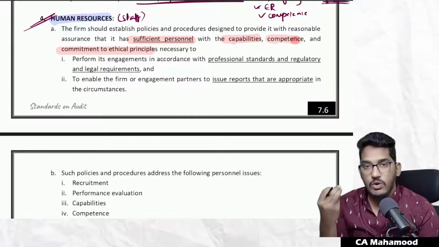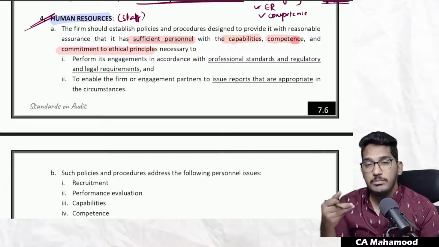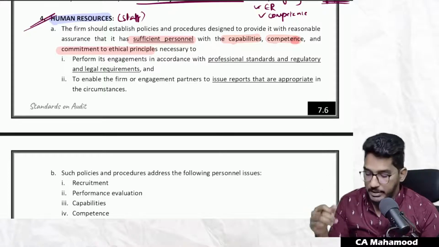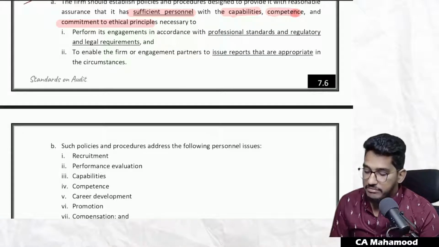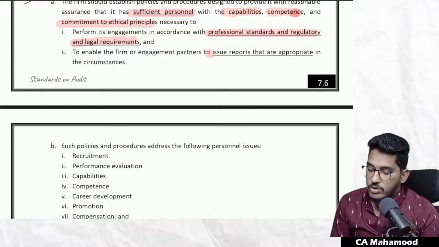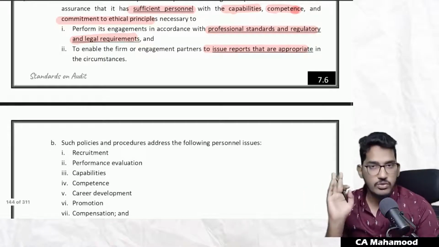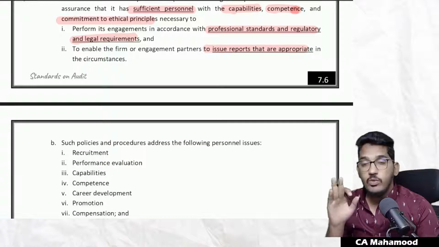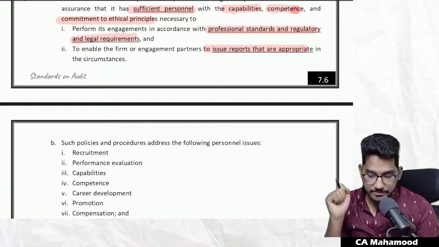That means if you want to do the audit in a qualitative manner, you should have some policies and procedures to make your employees more competent, more capable, so that when employees are capable, they can perform the engagements in accordance with professional standards and regulatory requirements. And when you have competent staff, you can also issue more appropriate reports. Simply, the meaning of this paragraph is, if you want to do the audit as per professional standards, if you want to give an appropriate audit report, you need to have a very good strong team.